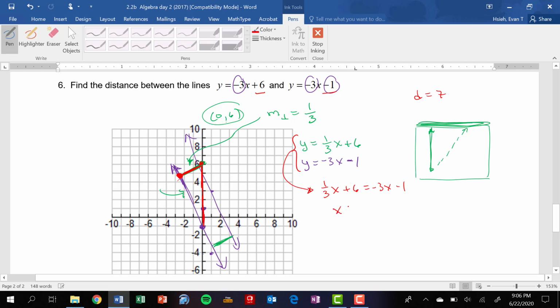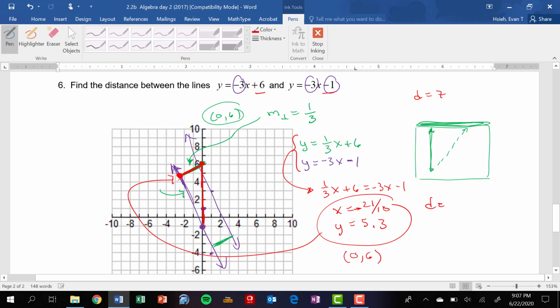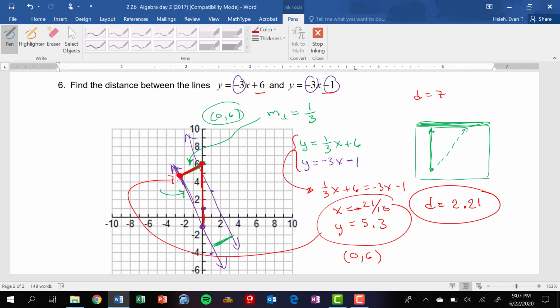X ends up being something kind of crazy, like negative 21/10, I believe. And if I plug this back in, my y ends up being 5.3. That is this point right there. Once I find that point, I already know this point over here, so I plug it into the distance formula. This point as well as 0, 6. If I plug it into the distance formula and use my calculator, I will get 2.21 as my answer.